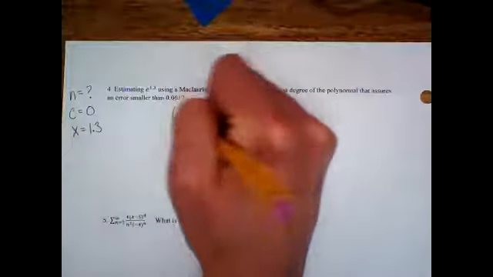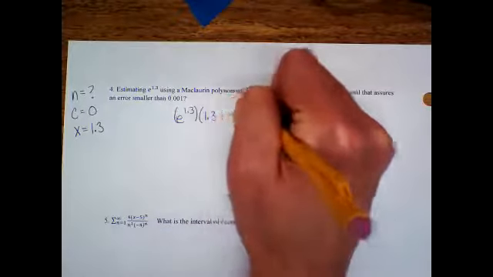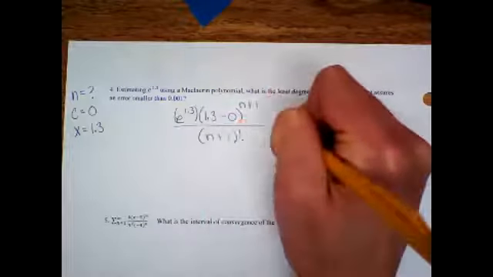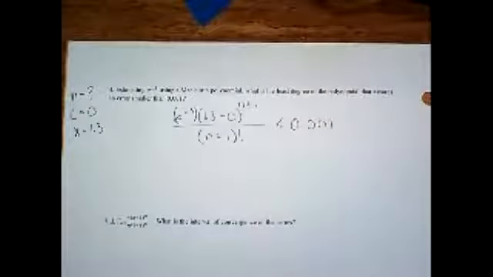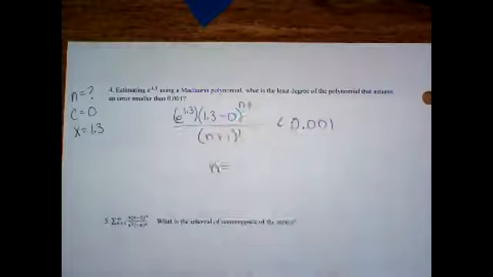That's the first part. Next is (x minus c) to the n plus 1 over (n plus 1) factorial. We want that smaller than 0.001. And then you just have to go, what if it's 5? What if it's 6? What if it's 7? What if it's 8? Until you get something that's smaller than 0.001. What did you guys get when you tried? 7? Me too.